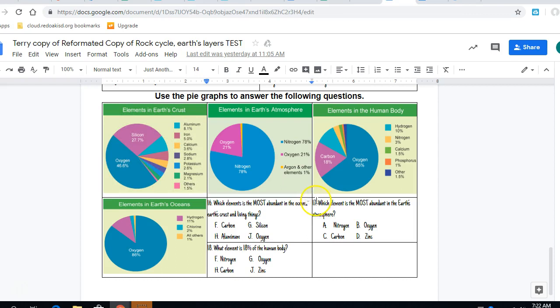Number 17. Which element is the most abundant in Earth's atmosphere? So that's this one, Earth's atmosphere. Is it A, nitrogen, B, oxygen, C, carbon, D, zinc? Last question, number 18. What element is 18% of the human body? So that's this pie chart. Is it F, nitrogen, G, oxygen, H, carbon, J, zinc?